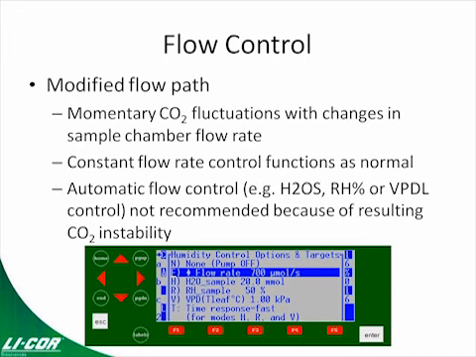The flow control for the modified flow path is going to be slightly different. We do not recommend using the automatic flow controls, example, the H2S control, the relative humidity control, or the vapor pressure deficit control, because of a momentary instability that happens when you change the flow rate. So with the modified flow path, momentary CO2 fluctuations occur every time the flow rate changes.